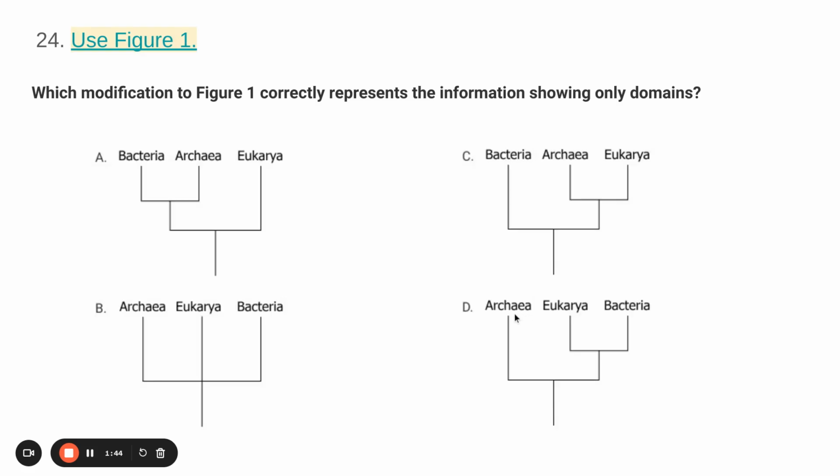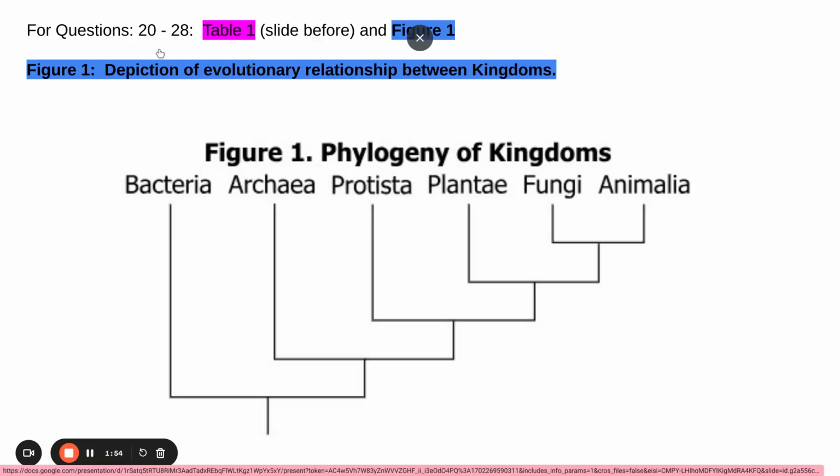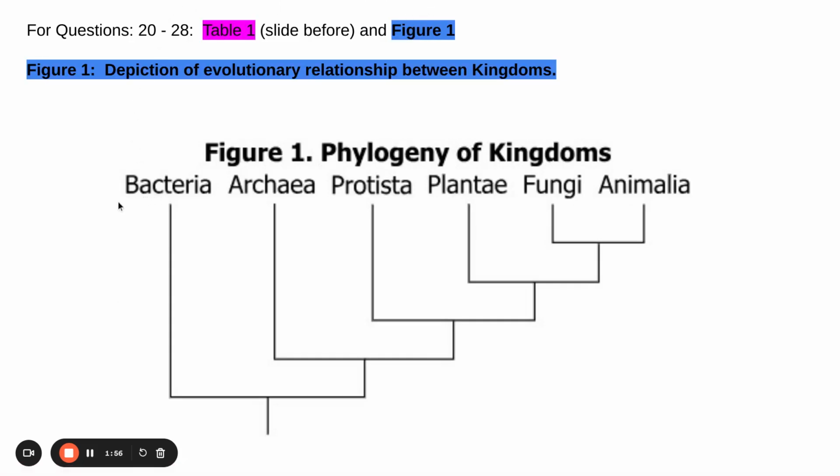Number 24. Which modification to figure 1 correctly represents the information showing only the domains? So let me take you back to figure 1. And here are the kingdoms: bacteria, archaea, protista, plantae, fungi, and animalia. What we're looking at is how would we combine this just to show the domains? So the 3 domains are bacteria, archaea, and then eukarya.